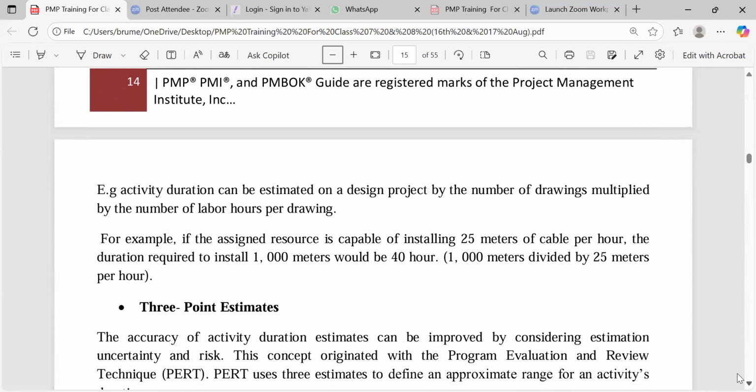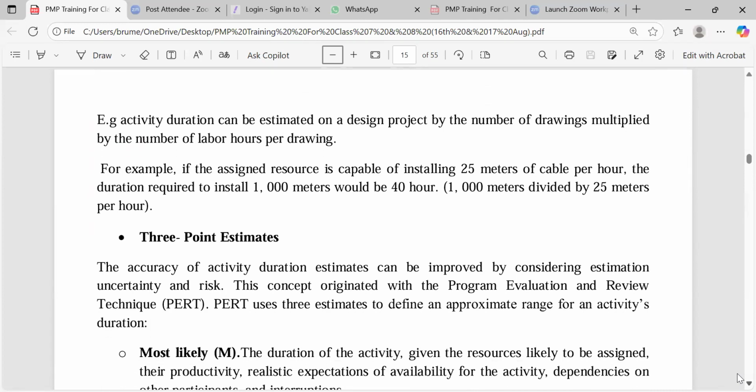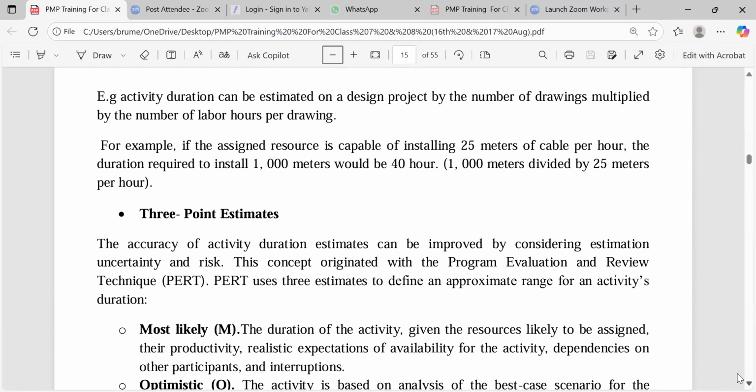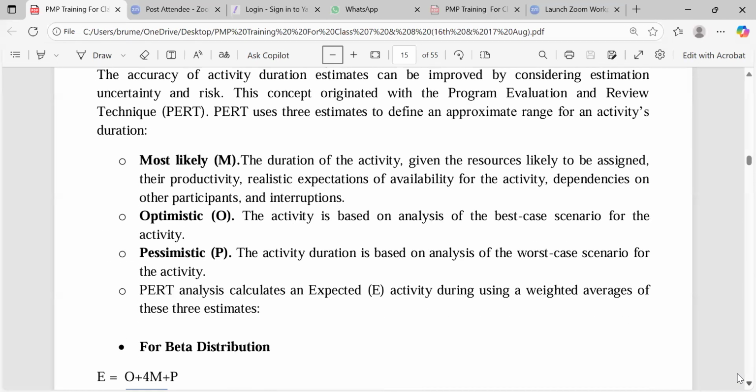Then we have another one that is called the 3-point estimate. This 3-point estimate is when we are not sure. It says the accuracy of the activity duration estimate can be improved by considering estimation uncertainty and risk. We are not sure. This concept originated with the Program Evaluation and Review Technique, PERT. It used 3 parameters to estimate. One is the most likely, the second one is the optimistic, the third one is the pessimistic. When we say most likely, it is the duration of the activity given the resources likely to be assigned.